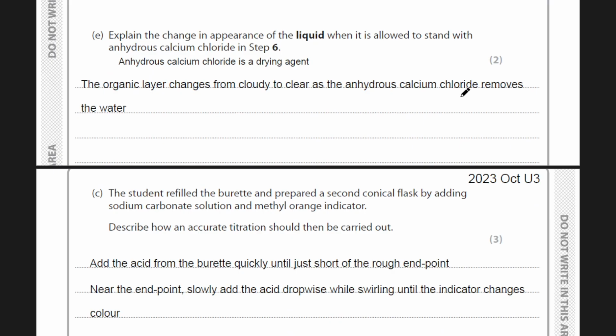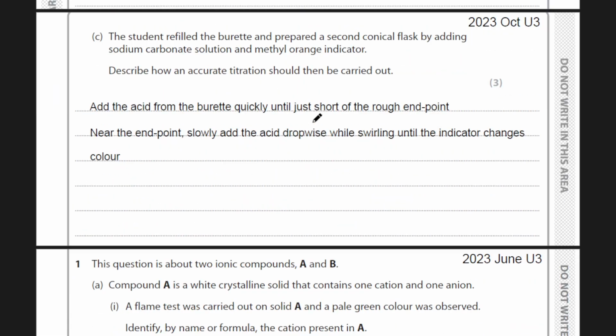Now explain the change in the appearance of the liquid when it is allowed to stand with anhydrous calcium chloride in step 6. First of all, you need to see that anhydrous calcium chloride is a drying agent, right? So obviously, it will absorb the water. If it absorbs the water, the organic layer, obviously the cyclohexane, is going to turn from cloudy to clear due to the absorption of water.